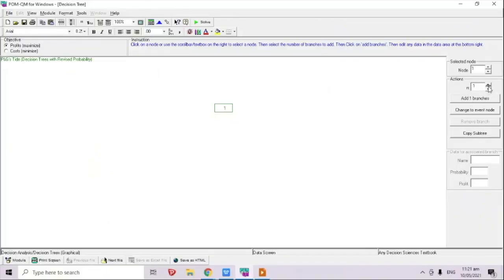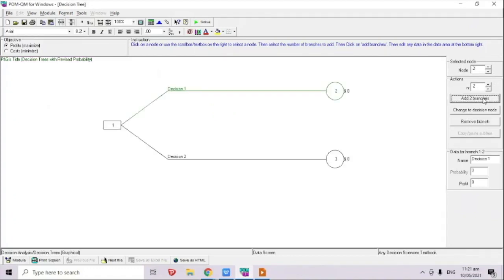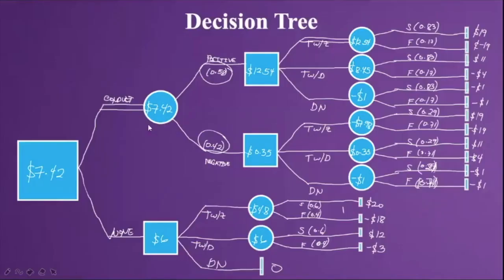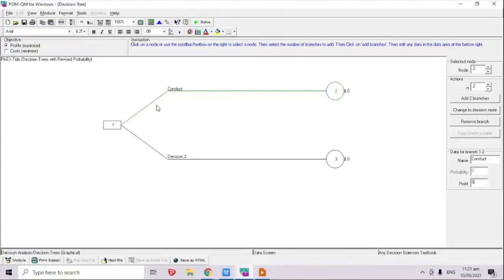As you can see here, set this into two. So add two branches. Okay? Now, for our first branch, this is labeled as conduct. And the profit? We have profit? None. No, wala pa tayo dito dahil this is just a chance node or the event node.